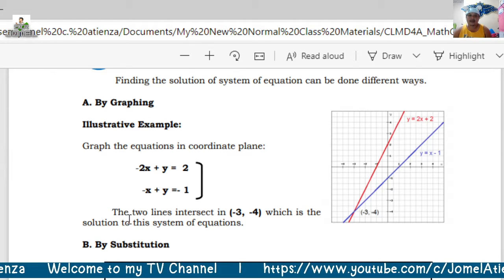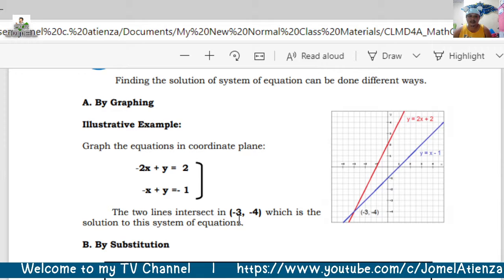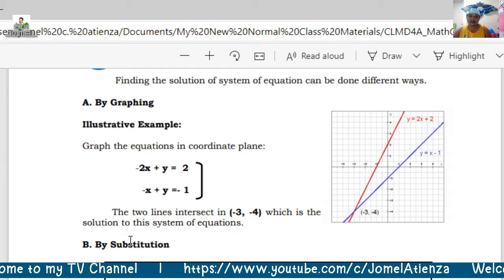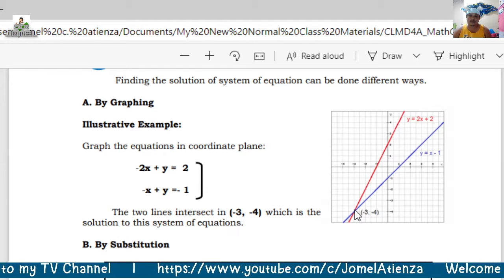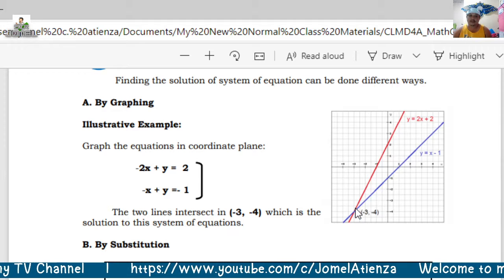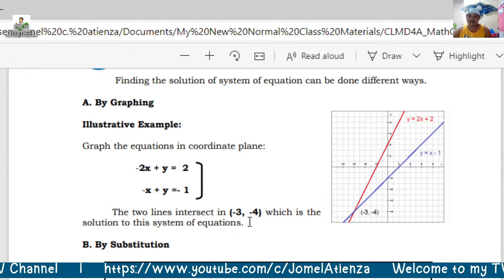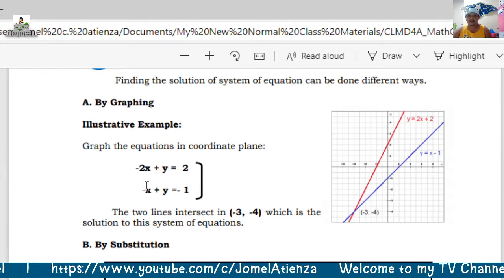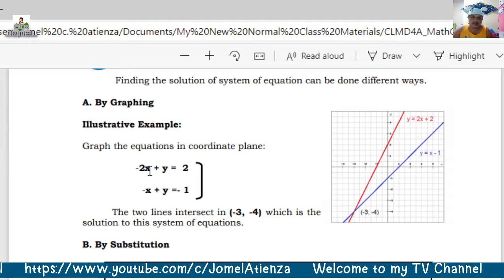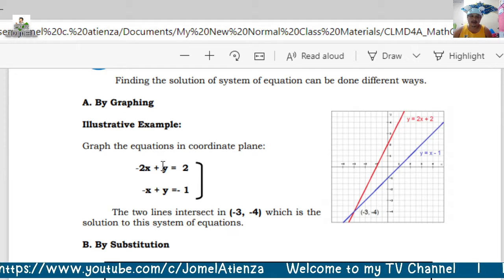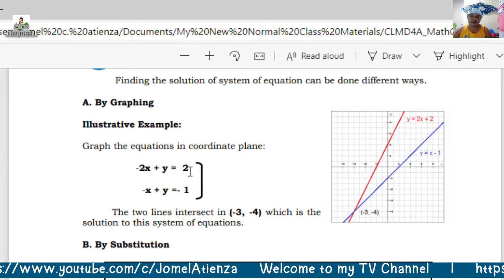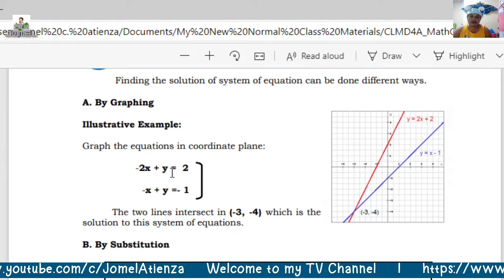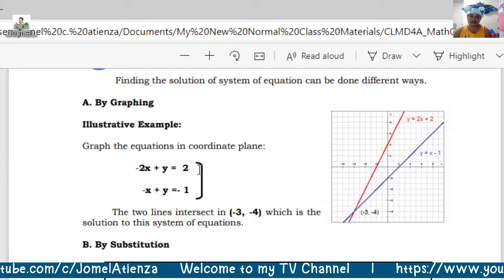Okay, and then the two lines intersect at the point (-3, 4), which is the solution set to the system of equations. So ito po yung ating solution set. If we substitute negative 3 to the value of x and 4 to the y, we have positive 6 plus 4, so if we combine, that is positive 2.